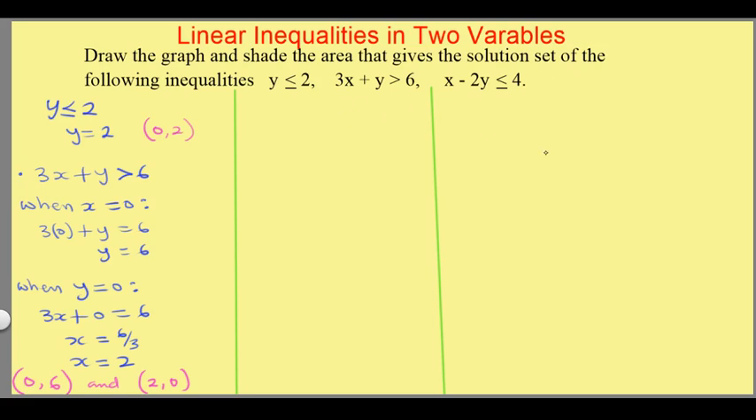Then the last part, x minus 2y less than or equals to 4. So here we also say when x is equals to 0, so that we can get the value of y, it becomes 0 minus 2y equals 4. That becomes y equals 4 divided by negative 2. Y equals negative 2.